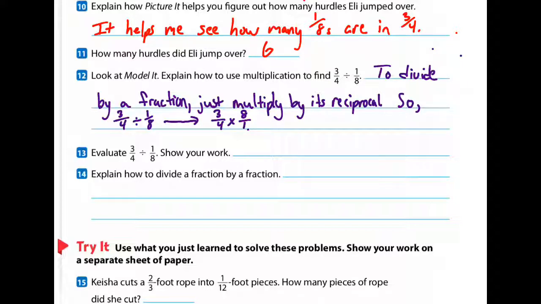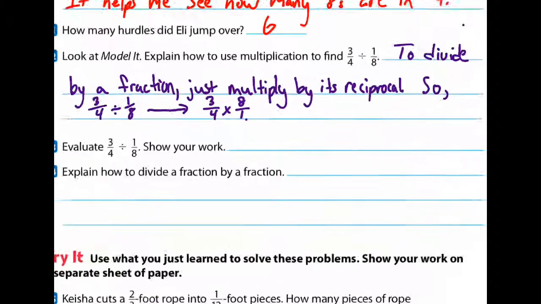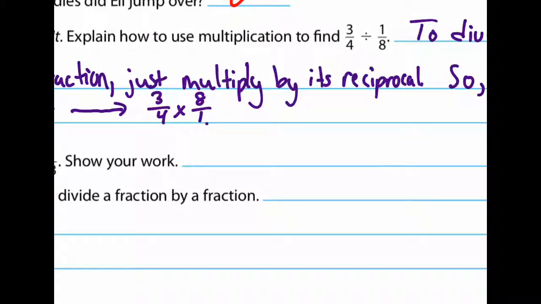Now, 13 says, evaluate 3/4 divided by 1/8. Show your work. So I'm going to solve that multiplication problem. So I have 3/4 times 8/1, and that equals 24/4, because I multiplied 3 times 8 to get 24, and 4 times 1 to get 4.